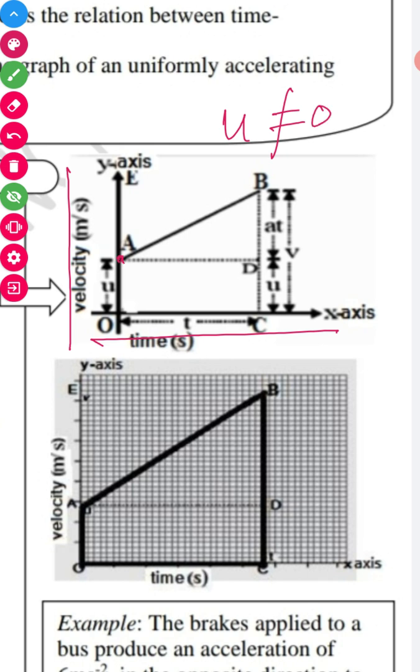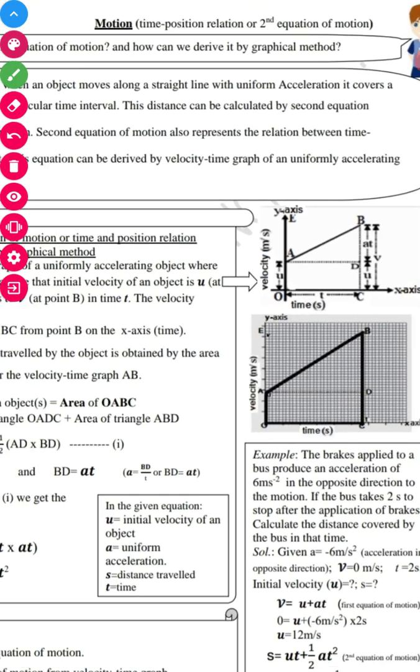So here we have a point. The u is considered as the object is moving from A to B. This is the final velocity v in time t. So this is u, at point B we have v, and this is equal to your t, right? So you can draw this kind of graph for the expression. Let's move to the derivation.